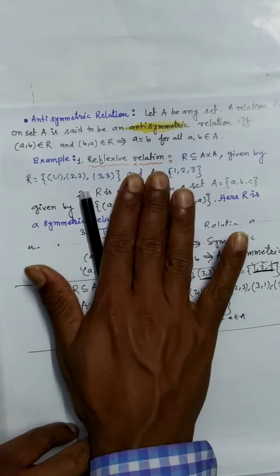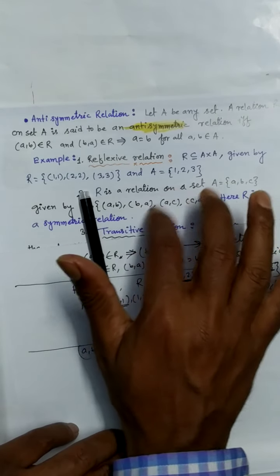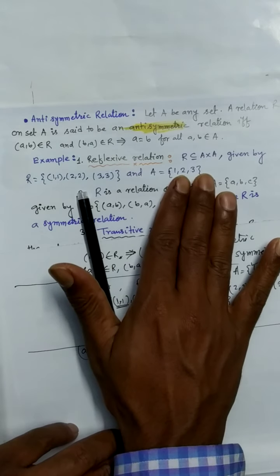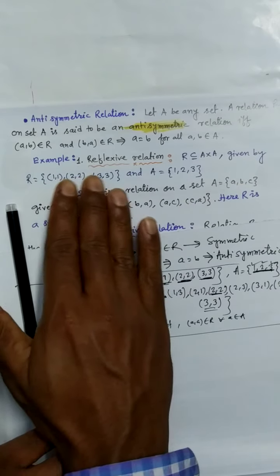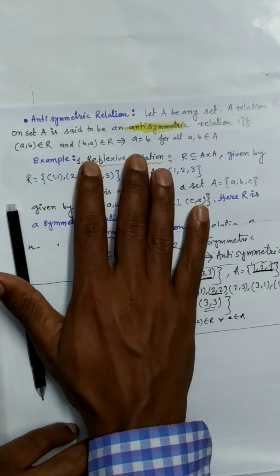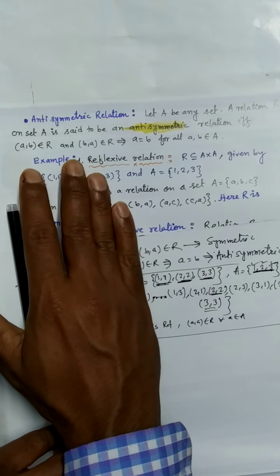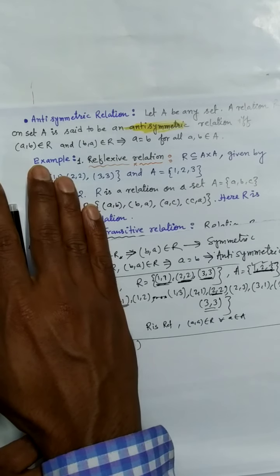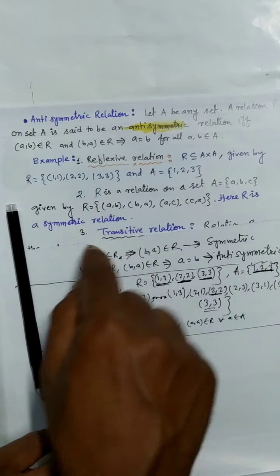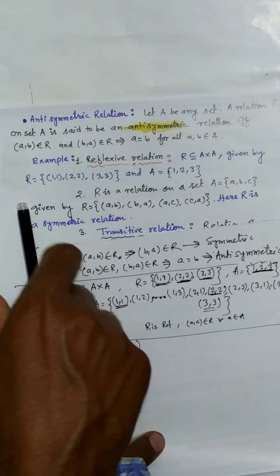So we have to find from the other elements whether (B, A) is there or not. So (B, A) is there. If our (A, C) is there, we have to find out whether (C, A) is there or not. Or if you see from the last, if (C, A) is there, we have to find out whether (A, C) is there or not. If we have (B, A), we have to find out whether (A, B) is there or not. If this condition is satisfied, then we will say this relation is a symmetric relation.